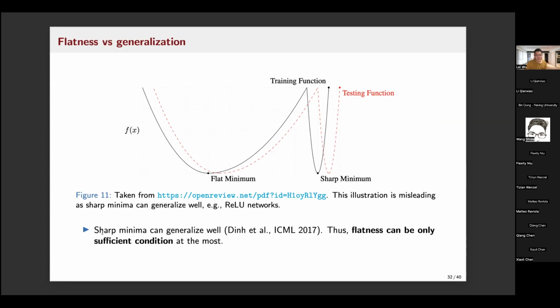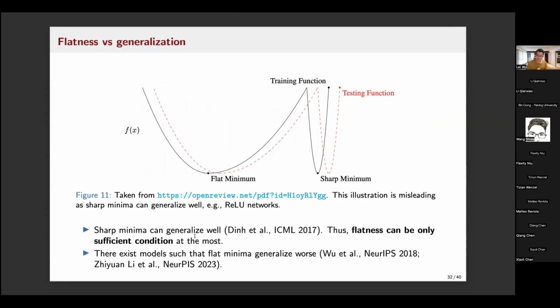On the other hand, the fact that sharp minima can generalize well for ReLU networks means that if we want to develop some theory, we can only guarantee that flatness is a sufficient condition at most. Flatness cannot be a necessary condition. That means we can only say flat minima generalize well. We cannot say sharp minima do not generalize.